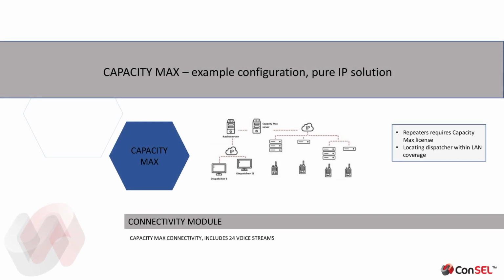The Capacity Max system is a trunked radio system with an assigned control channel at each site. As a result of the centralized architecture, difficulty of deployment and costs are reduced, while flexibility and scalability are increased.